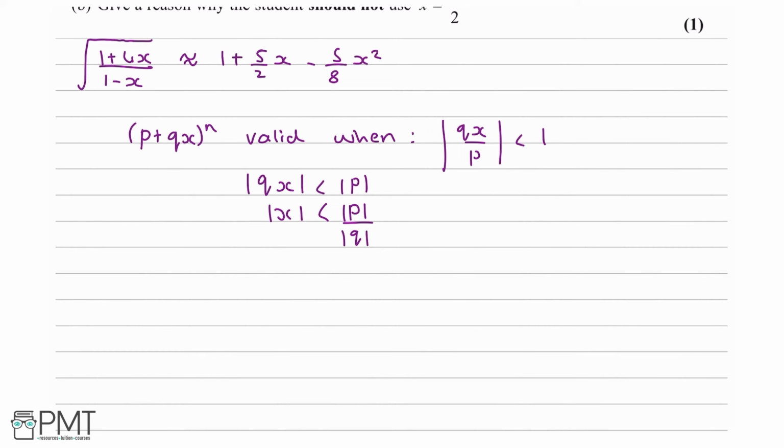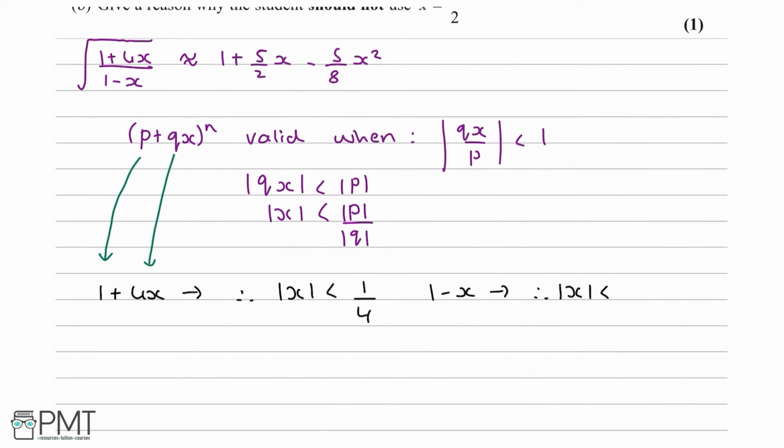For 1 plus 4x, our p is 1 and our q is 4, so it is valid when the modulus of x is less than 1 over 4. If we take 1 minus x and apply the same thing, q is minus 1, so the modulus of q is 1 and p is 1, so 1 over 1 is going to be 1. As we can see, 1 over 4 is smaller than 1, so 1 over 4 is what we're going to use for our argument.